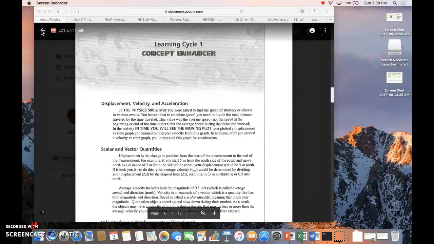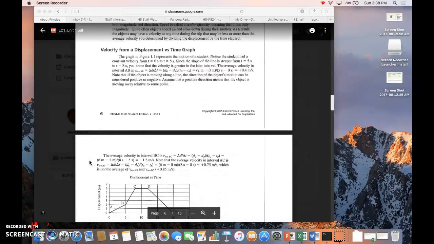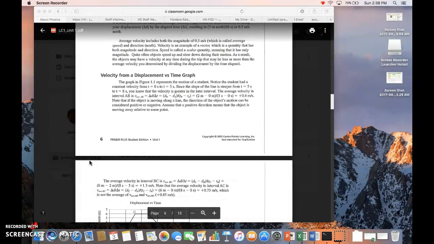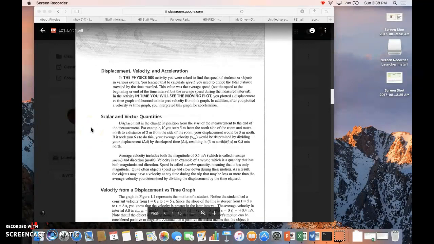In the concept enhancer, it details through mainly three different pieces of content. It talks about displacement, velocity, and acceleration, but certainly not just the definition of those things, but specifically how to find those values, what those values mean, and how they are incorporated with each other. With these three values, we've done a lot of graphing work, and we're learning quite a bit about slope and the meaning of slope. And that's really what I wanted to spend some time talking about today.